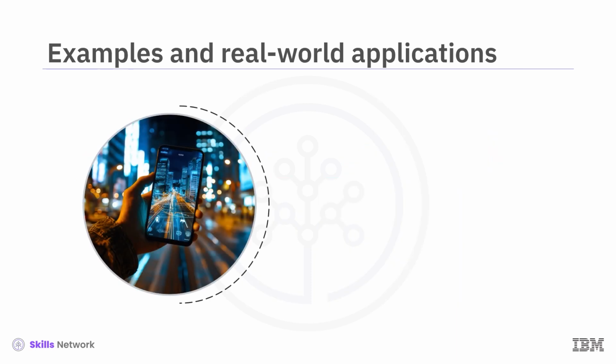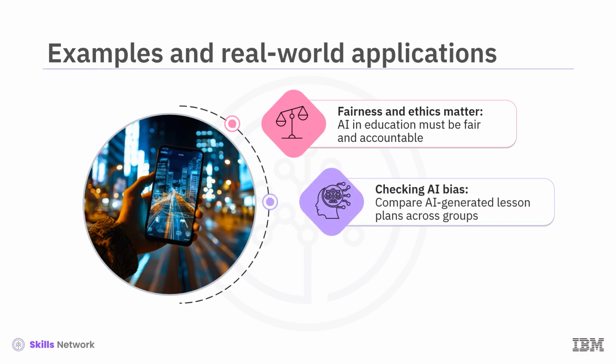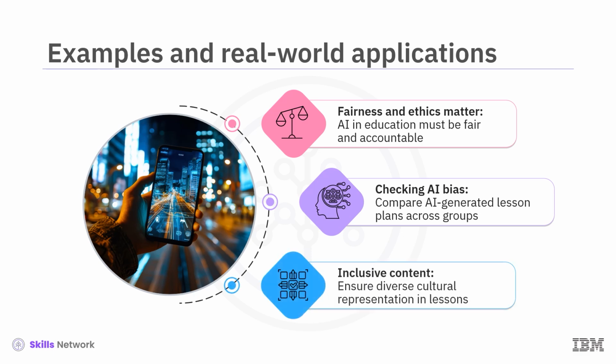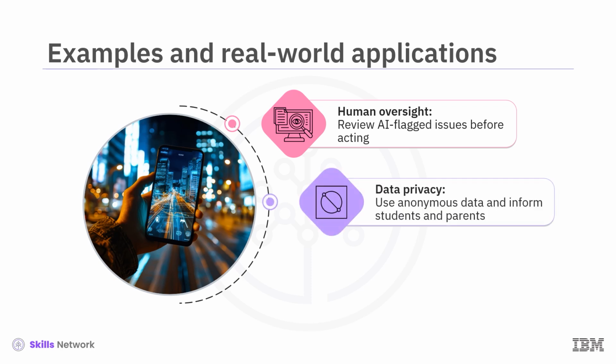Real-world uses of AI in education show how important fairness, accountability, and ethical practices are. Take an AI-powered lesson planning tool as an example. People compare its output for different groups to check if it's fair. They also do regular checks to ensure the lesson plans include all cultures and are fair to everyone. There are rules to keep humans in charge based on different situations. For instance, teachers must look over any poor performance that AI flags before they do anything. Also, they use data that doesn't have names on it, and tell students and parents how they'll use this data.